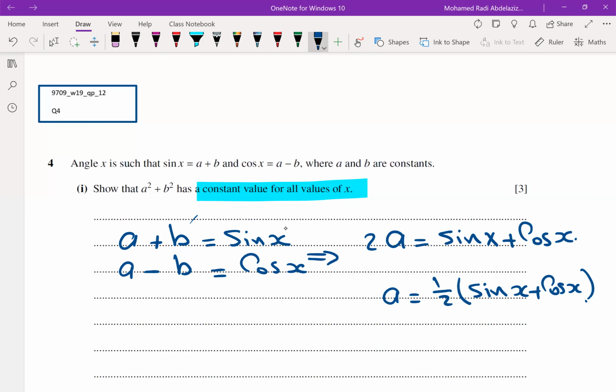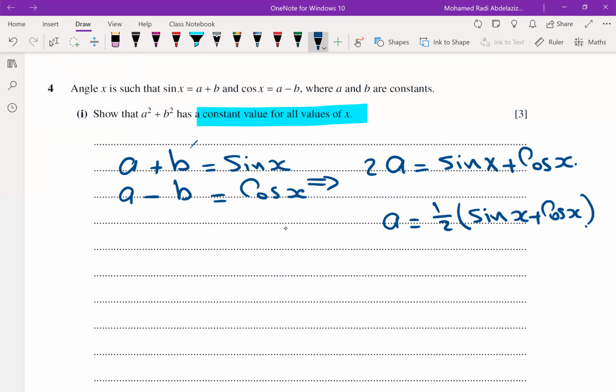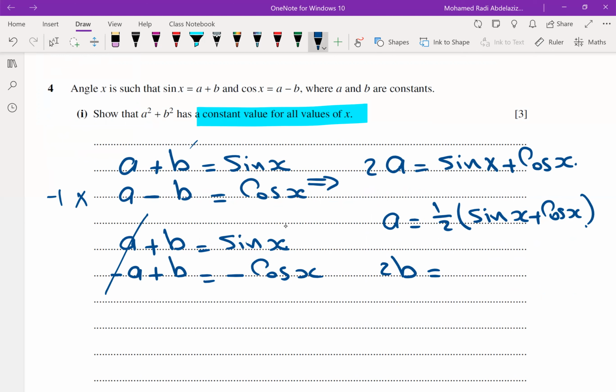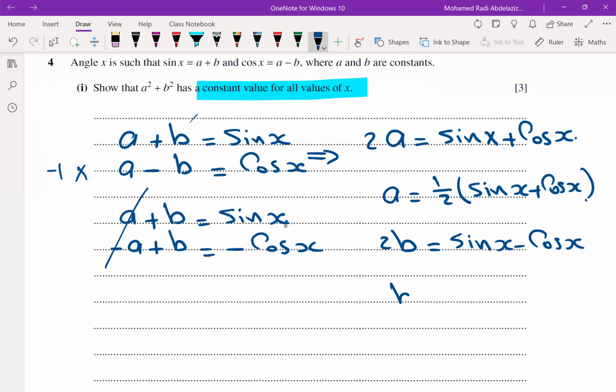By the same way, you can find b by multiplying the second equation by -1. Leave the first equation, a plus b is equal to sine x. Multiplied by negative will be negative a, multiplied by negative will be positive b, multiplied by negative the right-hand side will be negative cosine x. When you add, eliminate a and a, b and b is 2b, is equal to sine x minus cosine x. If you divide it by 2, you will get b is equal to half multiplied by sine x minus cosine x.